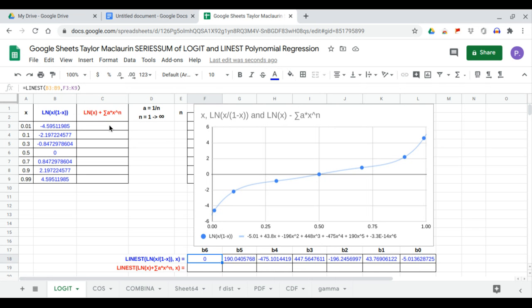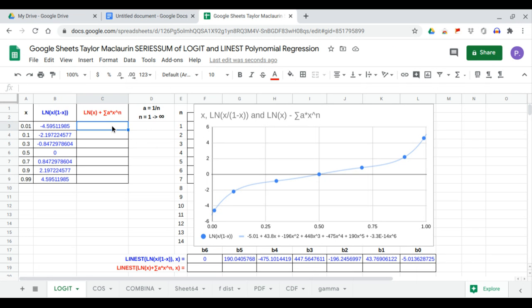Now let's continue with the Taylor-Maclaurin series sum. So it is logarithm of x plus the summation of a times x to the power n, where the a is 1 over n, and the value of n starts from 1 to infinity. So we have 1, 2, 3 until infinity, but we can only reach what we have, 14.